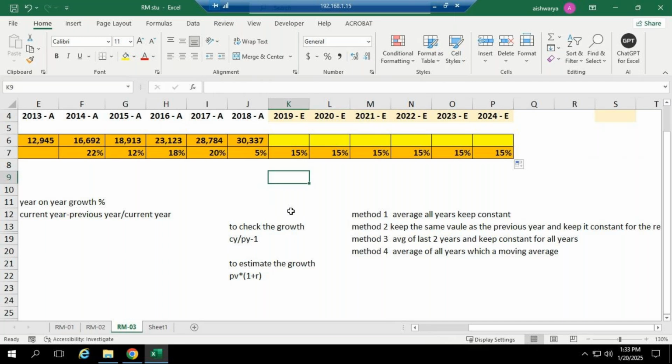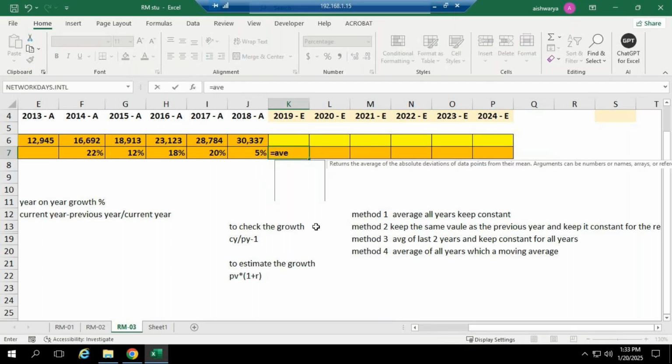How to do this, once again, shall I show you? Once again I'll show you average of all years and then keep constant for all the years. So now equal to average, open bracket, average of all the years. Now close the bracket, enter.